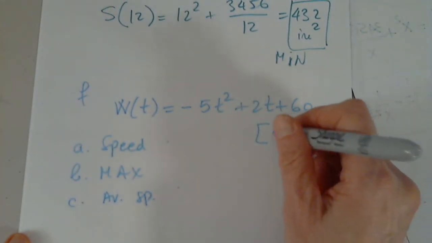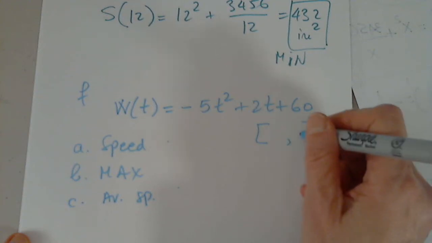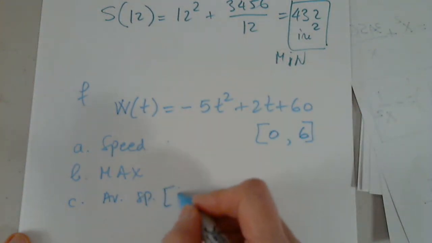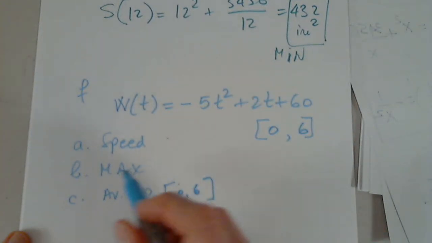So is this 0 to 6? Yeah, it's 0 to 6. So the average speed on 0 to 6 also.